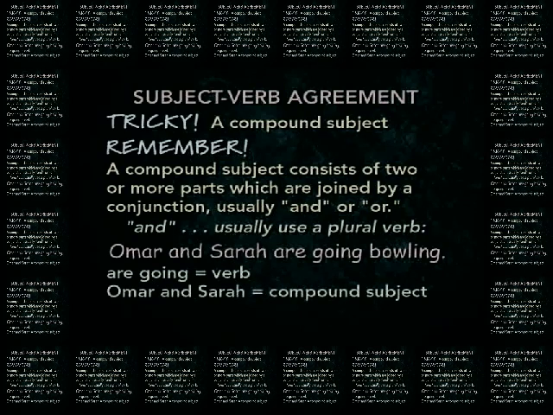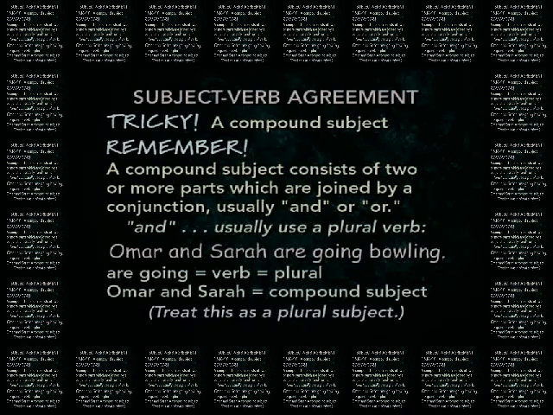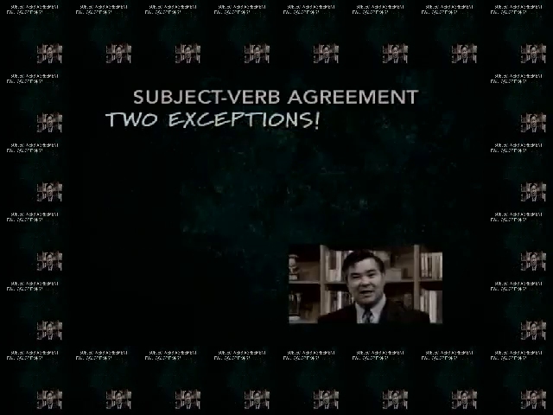We have two parts joined by the conjunction "and." This is a very typical kind of compound subject. Notice that although each of the parts of the compound subject is singular, Omar, Sarah, each of these is a singular word, taken together, they make up a compound subject which is treated as plural. After all, Omar and Sarah are two people, and therefore the subject of this verb now refers to more than one person. It's plural, and a plural verb, "are going," is required. So this is the most typical kind of compound subject, where we have two or more parts joined by the conjunction "and," and normally this would be treated as a plural subject. However, there are two exceptions.